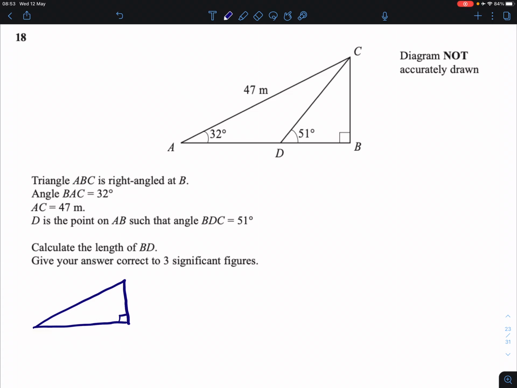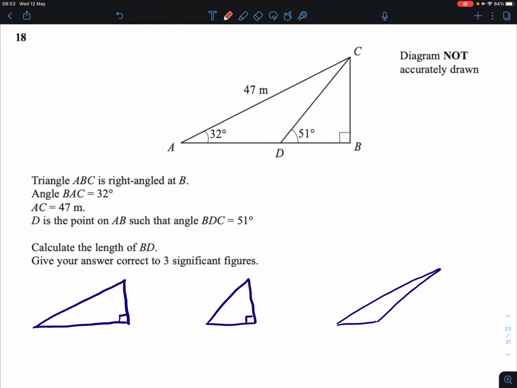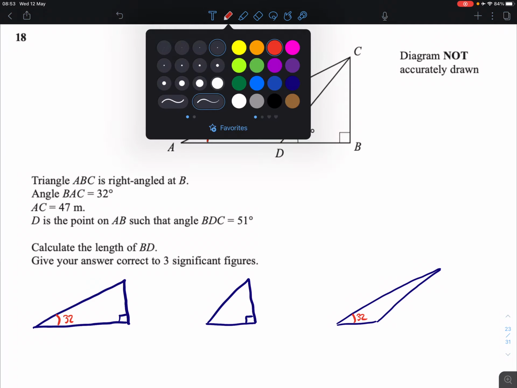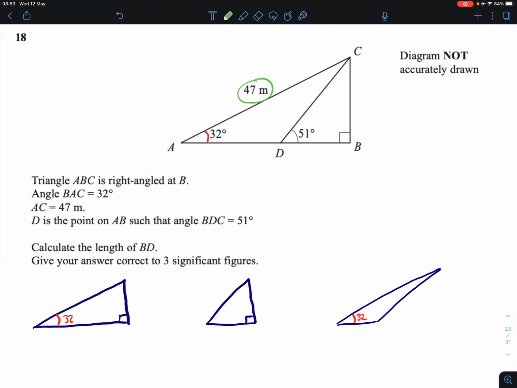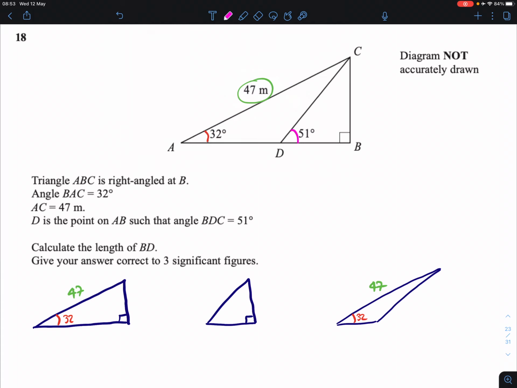The biggest one is that right angle there, right angle triangle. We have a small right angle triangle. And then we have a strange looking triangle here. Technically exists. Putting into these diagrams then the relevant information. This angle of 32 is here and here. Our length 47 is here and here. And our angle of 51 is only technically there.